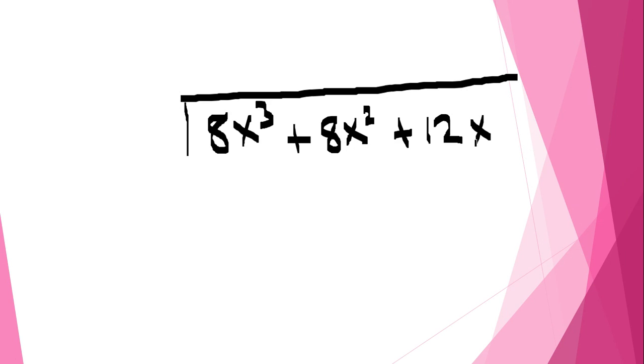8x to the power of 3 plus 8x squared plus 12x minus 6. Wow, long one. All right, my divisor this time is 2x plus 1.